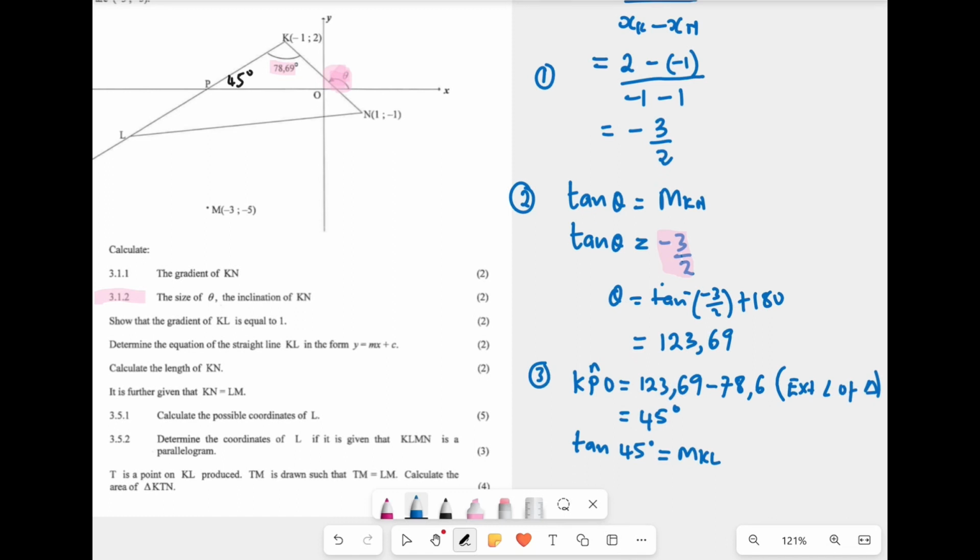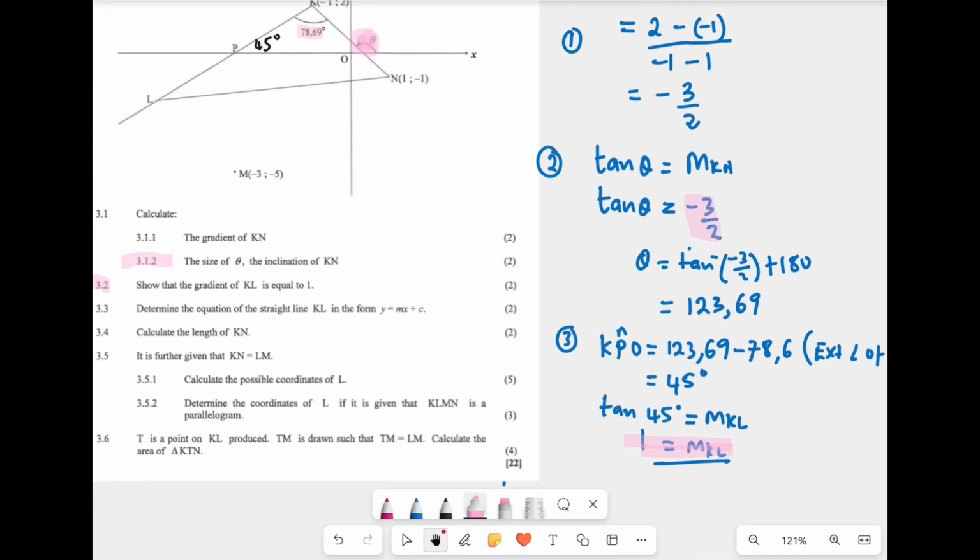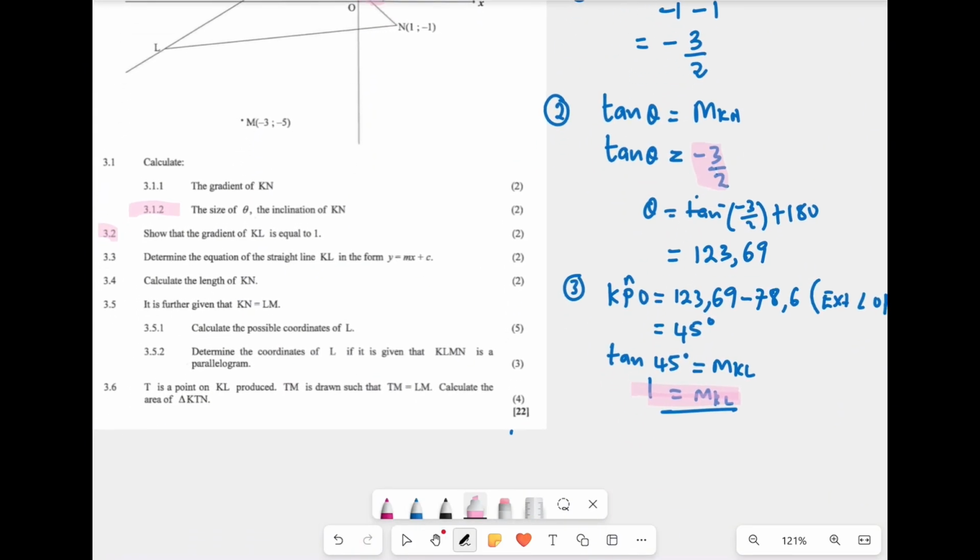So now, what is the gradient of KL? Tan 45 is the same as 1. So the gradient of KL is equal to 1. So we do have the gradient of KL. It is equal to 1.